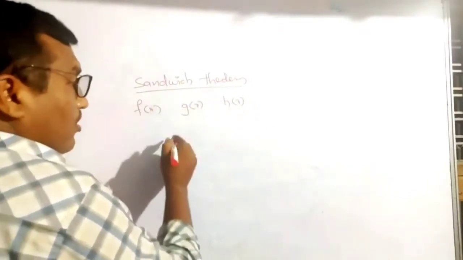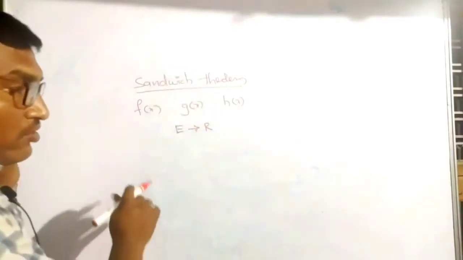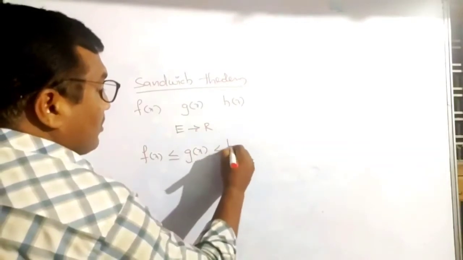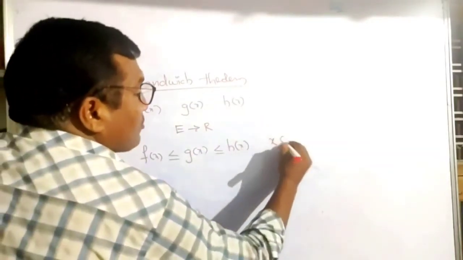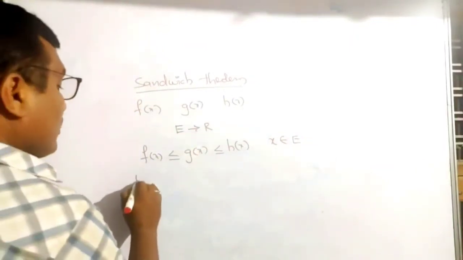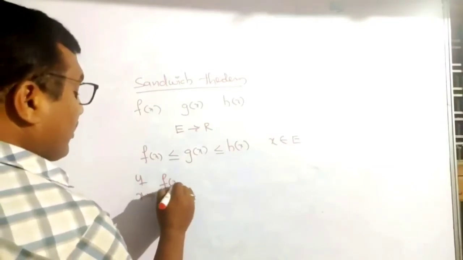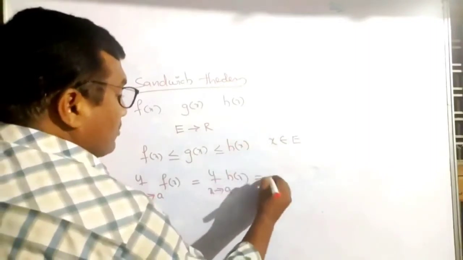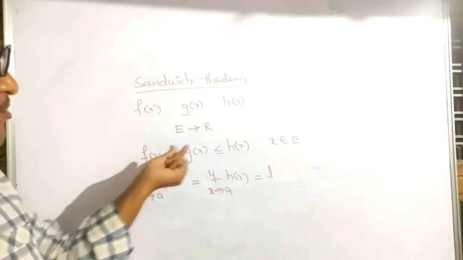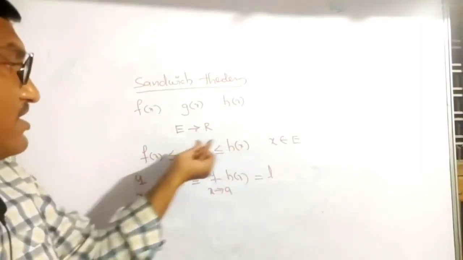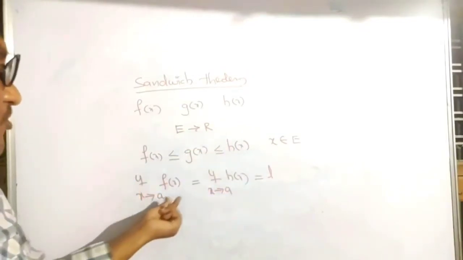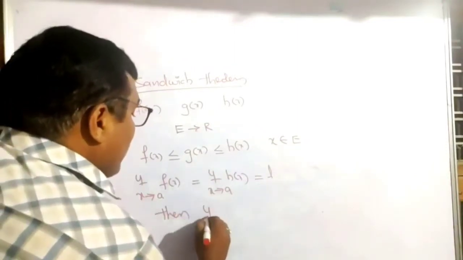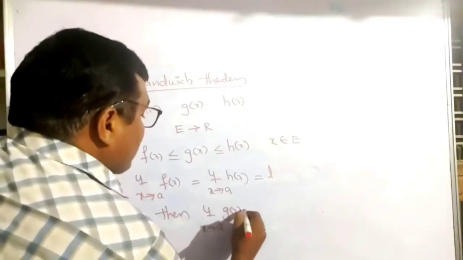These three functions map from E to R, the set E to the set R, and f of x is less than or equal to g of x, which is less than or equal to h of x, for all x belonging to E. So in this case, if the limit as x tends to a of f of x is equal to the limit as x tends to a of h of x, which is equal to L, so simply the limit of f of x and the limit of h of x both become L, then the limit as x tends to a of g of x also becomes L.